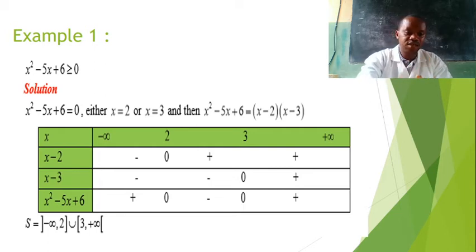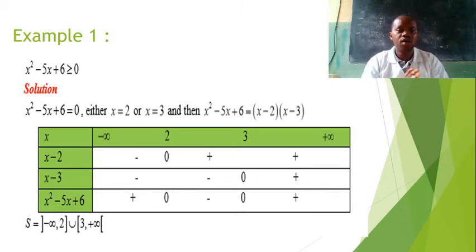Where you have 0 in the row of x square minus 5x plus 6, it means x square minus 5x plus 6 is equal to 0 at these values. And where you have positive signs, it means that this x square minus 5x plus 6 is positive, means that it is greater than 0. And where it has negative signs, it is less than 0.